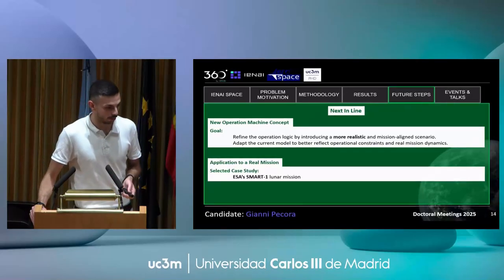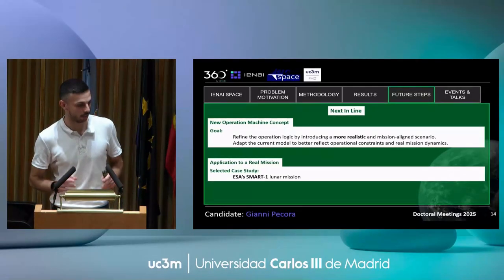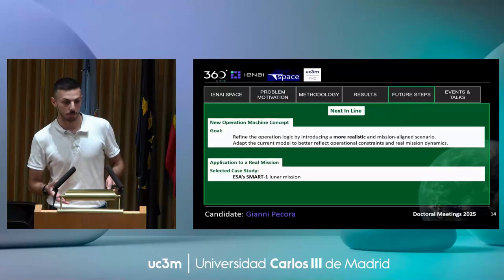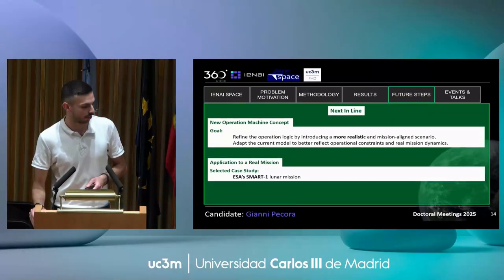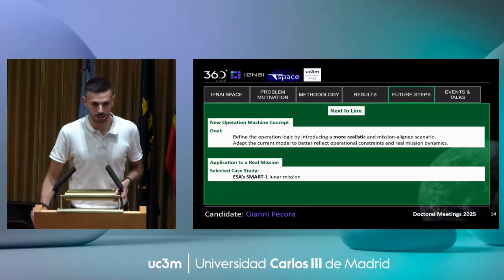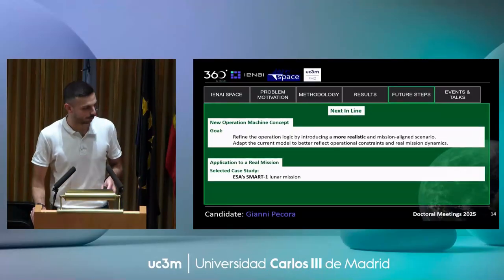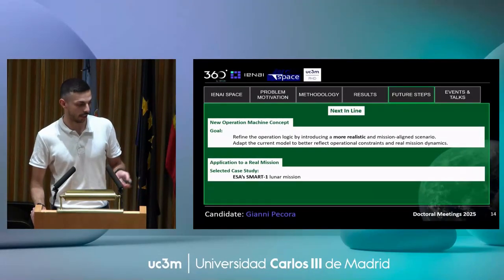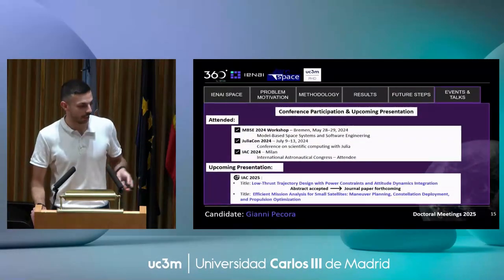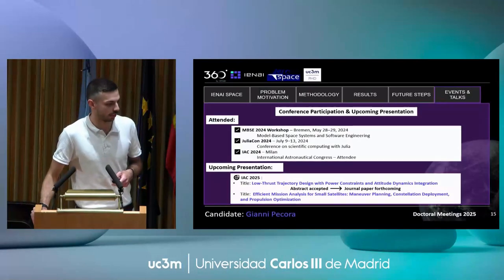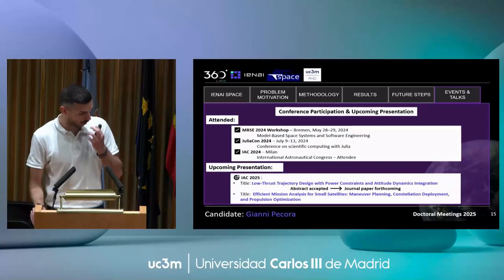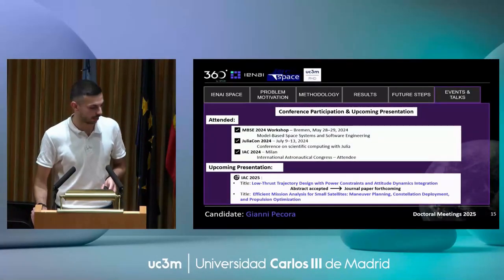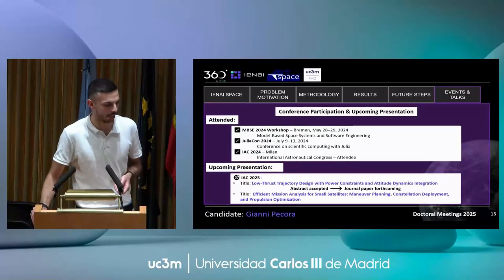Another thing that I will try to do is a new concept of operation that will be more realistic. And also the application to a real scenario that is the ESA SMART-1 mission, that is a lunar mission. And in this slide, I put some of the conferences that I attended, and I will present a paper at the ISC this year, and hopefully it will become a journal.